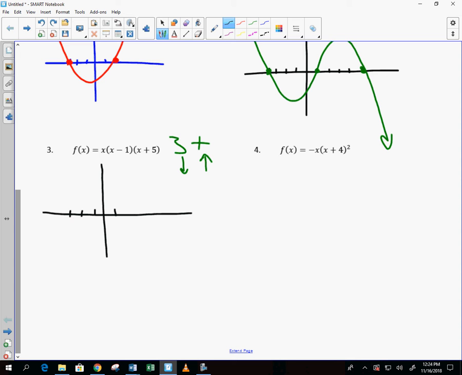One, 2, 3, 4, 5. It will pass through 0, 1, and negative 5. And that's my graph.